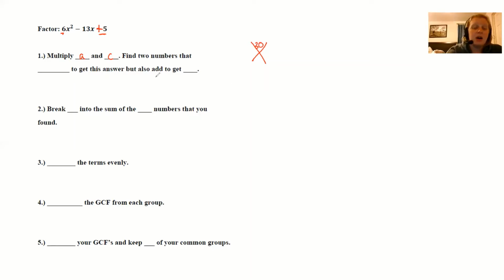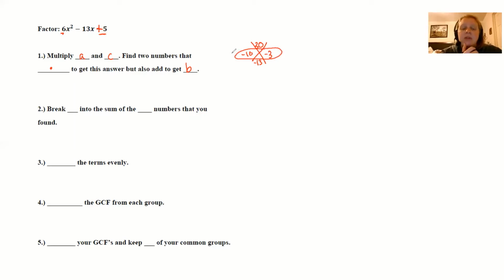All right. I need to find two numbers that multiply to get me that 30, but they also have to add to get me my b term. So I still put my b term at the bottom. That does not change. I need to find two numbers whose product is +30 and whose sum is -13, which is going to be -10 and -3. So these guys right here, those are my magic little numbers that are going to do the whole trick in this problem.